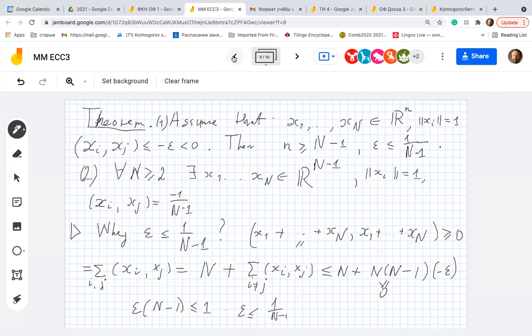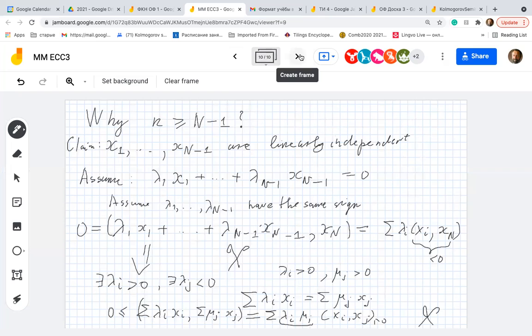So we have proven the first item of the theorem. Are there any questions about the proof of the first item of the theorem?